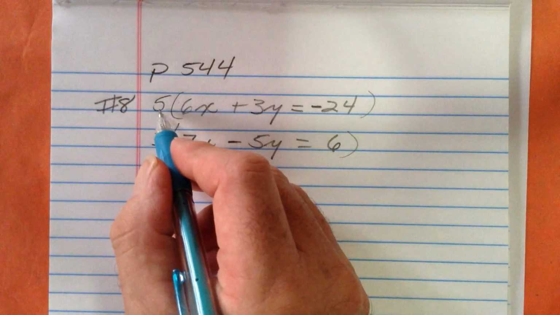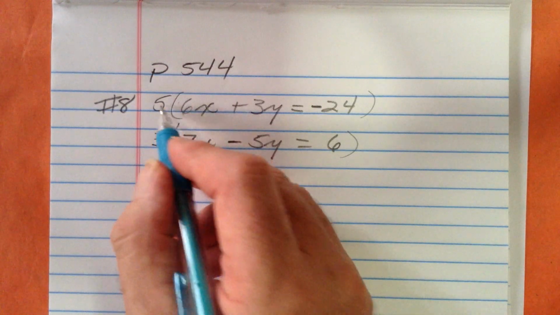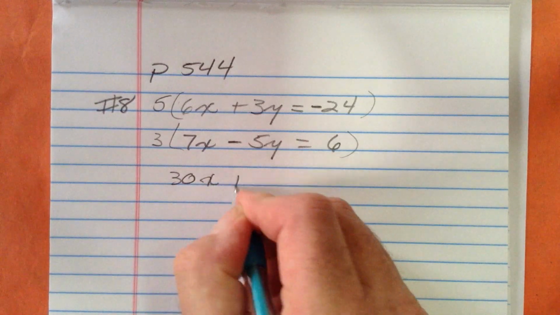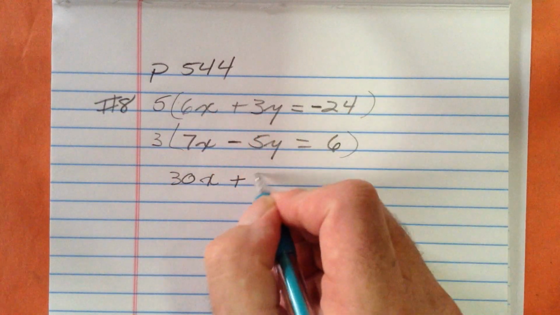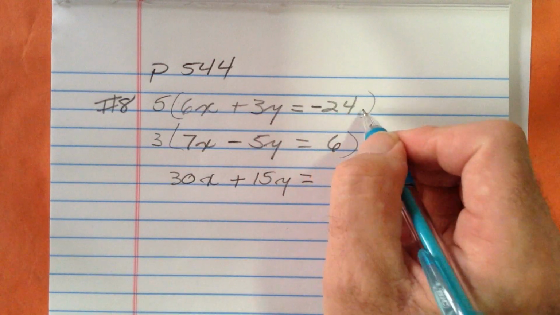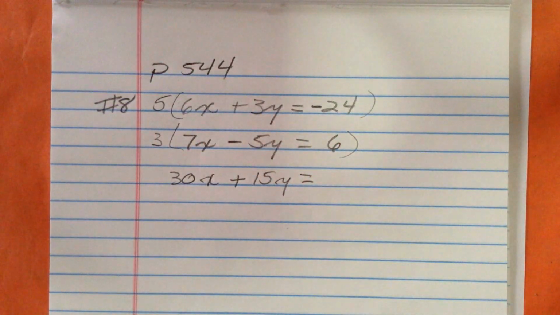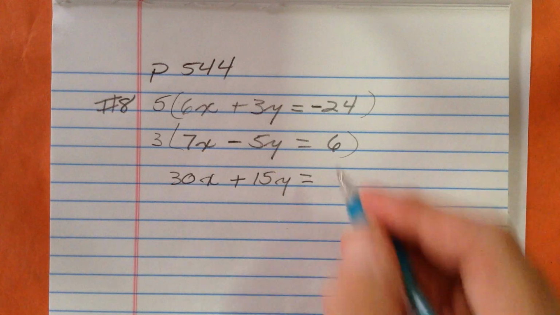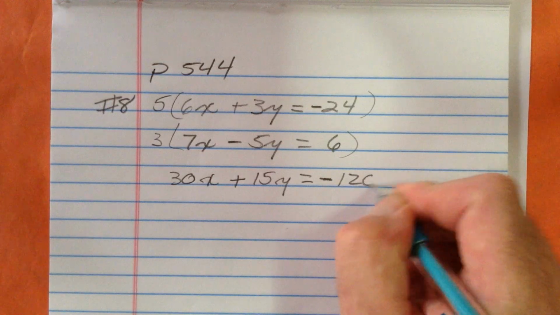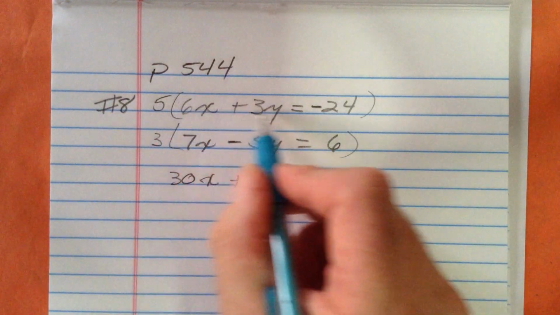So here, 6 times 5 would be 30x, plus 5 times 3y would be 15y, equals 5 times negative 24, that'd be negative 120. Okay, so that would be that one.